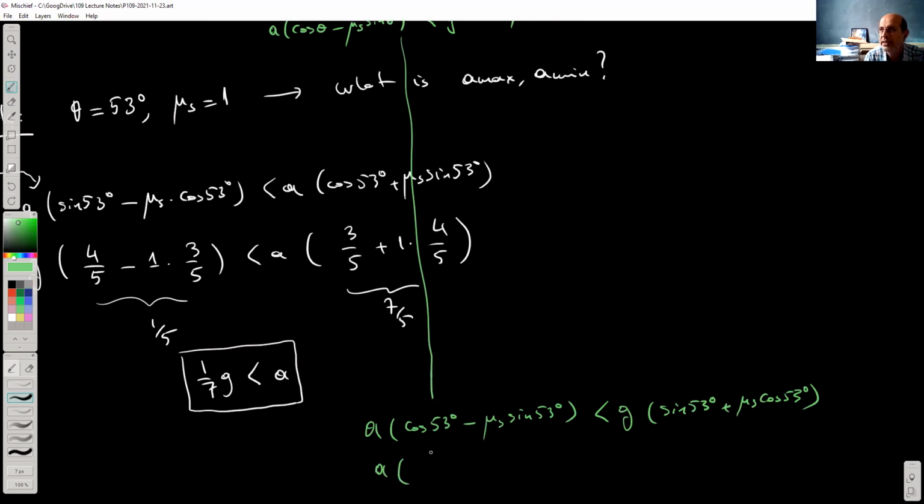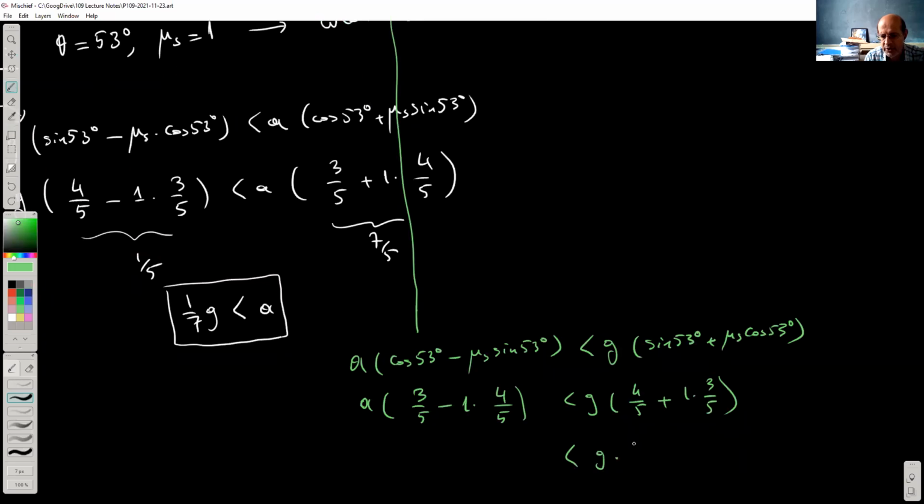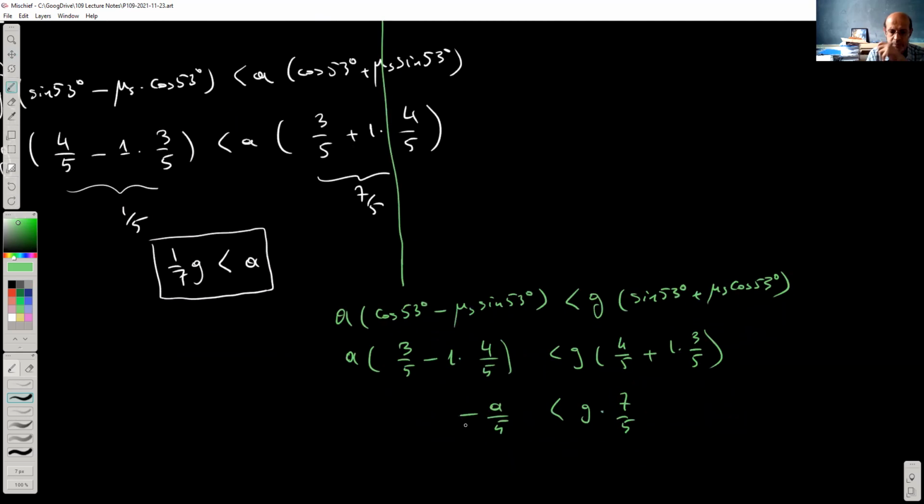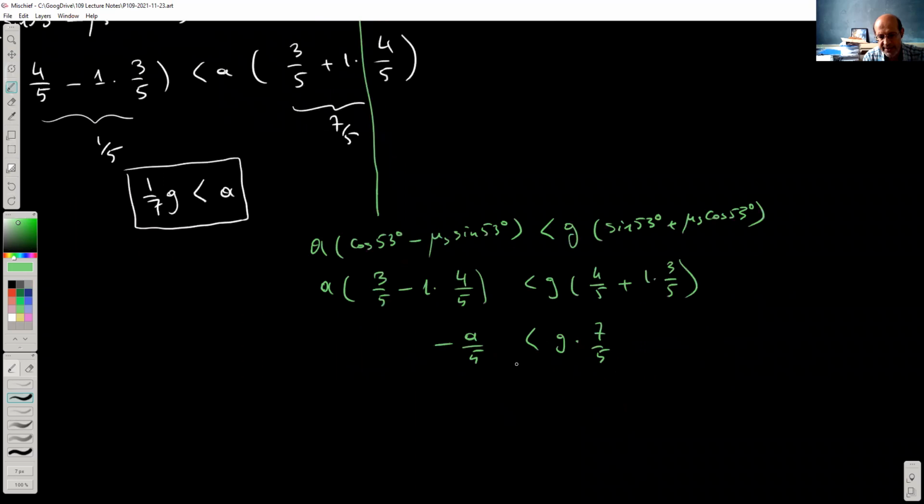Let's see, cosine 53 is 3/5. Mu s is 1, and sine 53 is 4/5. Sine 53 is 4/5, and mu s is again 1, so that's 3/5 again. So the right-hand side is again the same. So that's 7/5. The left-hand side is equal to minus A/5. Which then implies that I need to move minus 7g to the right-hand side. So therefore, this becomes greater than minus 7.